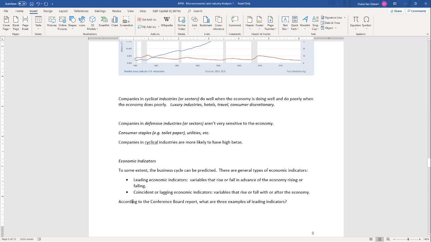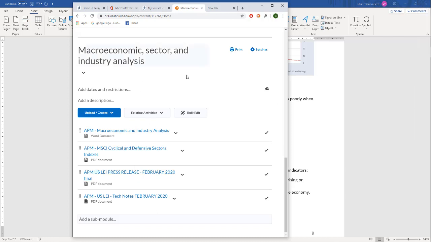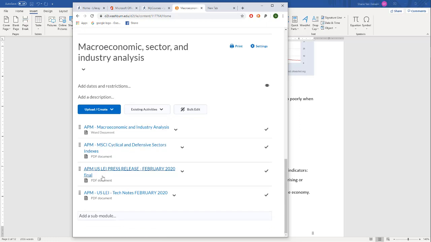A really good source for this information is called the Conference Board Report. What I put out here online for you is a couple of publications by them. So this is out on D2L. These are the notes that we're going through. These are the cyclical and defensive sector indexes, and we're actually going to talk about those a little bit later. And here are two press releases by the Conference Board. The Conference Board is a not-for-profit organization that consists of a lot of leading executives in businesses and a lot of leading academics, and they put together these economic indicator reports.